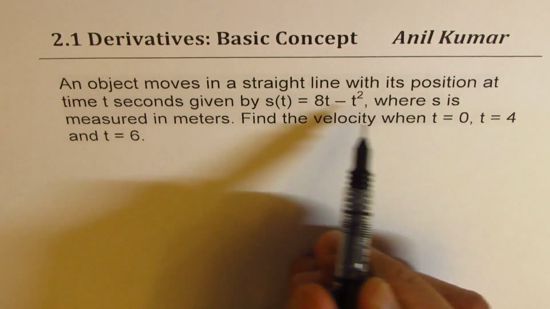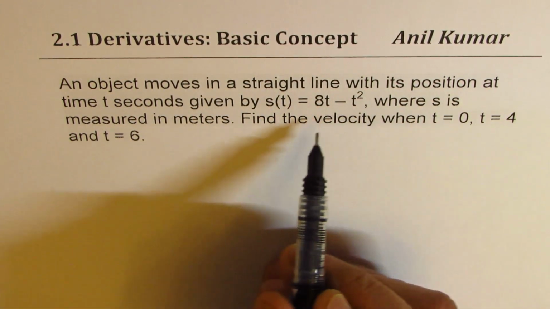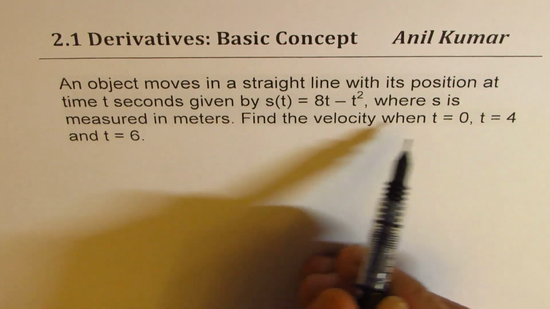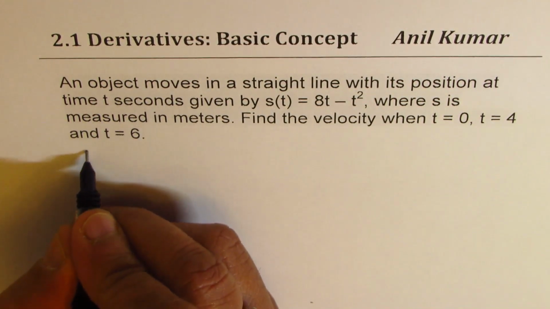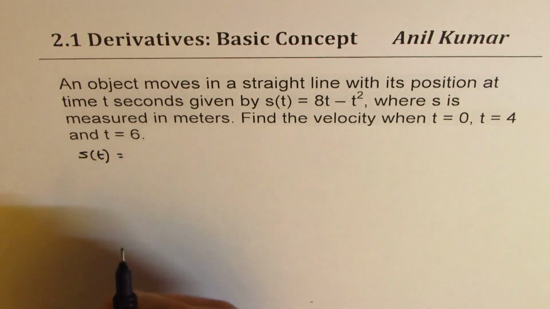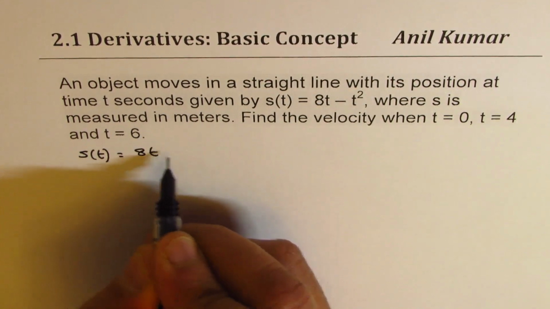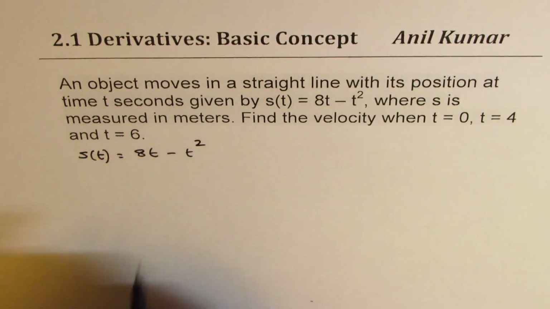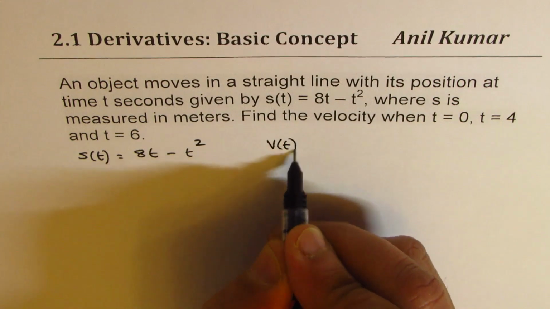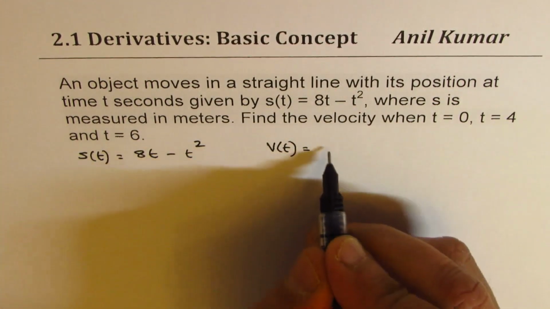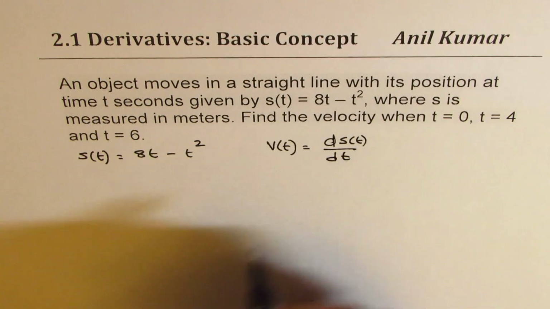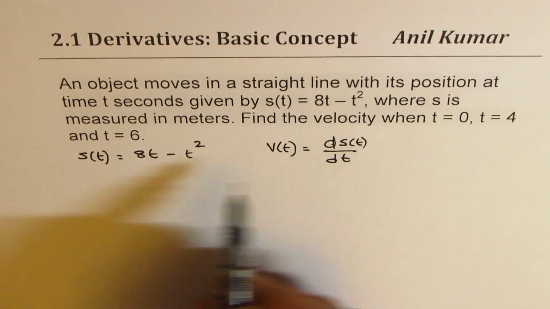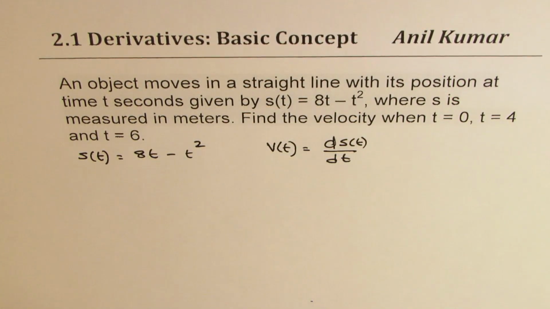So whenever we have to find a derivative, velocity being the derivative of displacement at many points, it is good practice to start with a general solution, right? So what we're given here is displacement s of t is 8t minus t squared. Now, as you know, velocity is actually the rate of change of displacement with time, right? So we'll find the derivative of this function.